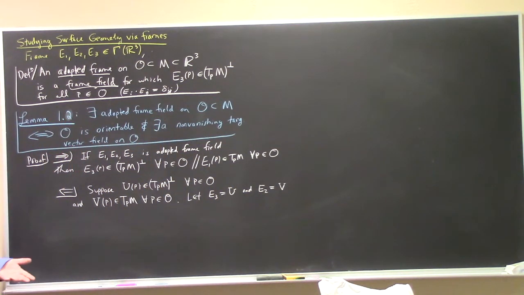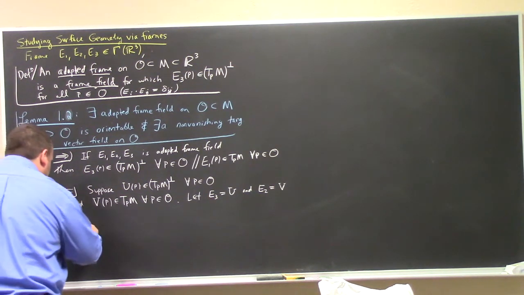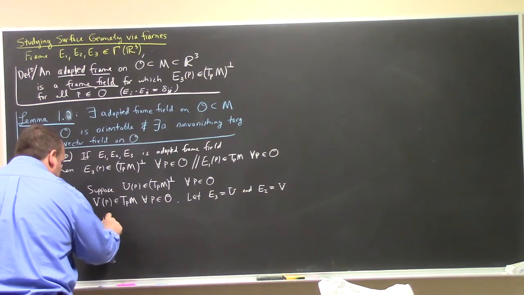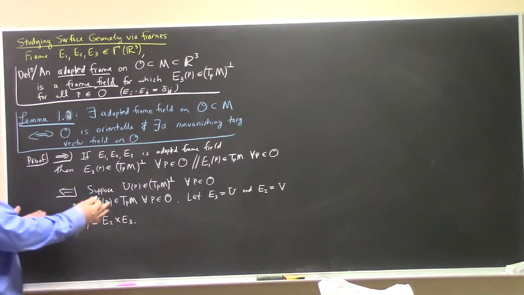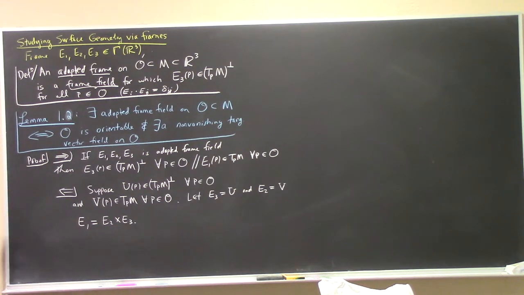We've almost got an adapted frame. How do we get the third thing in the frame? Cross them, right. So let's see here. We want it to be a right-handed frame. So we want E1 cross E2 to be E3. So what we need to do is say E1 is E2 cross E3. And so there you go. With that construction, we have E1, E2, E3, an adapted frame field. Okay.